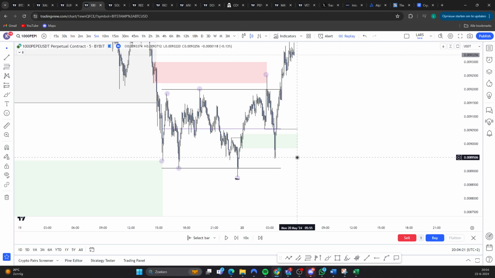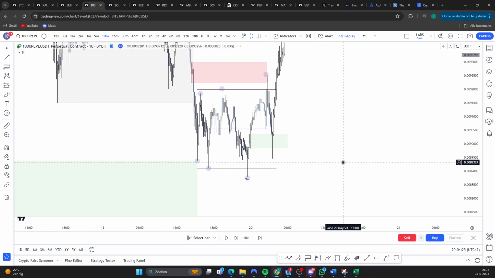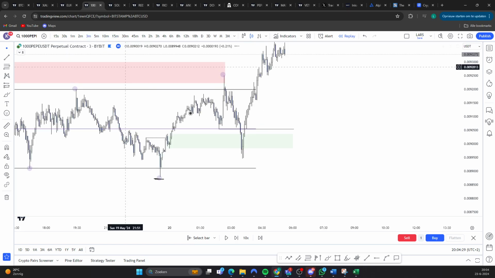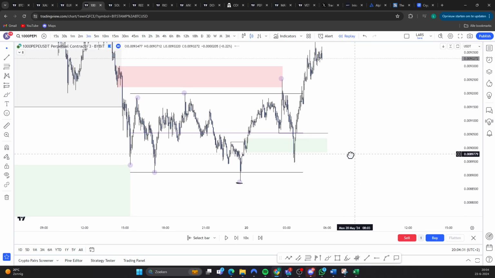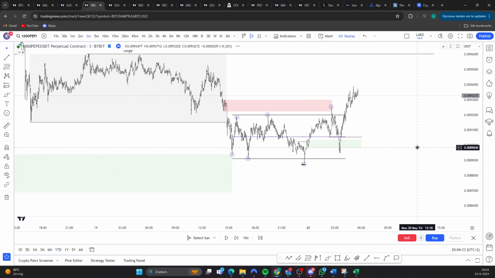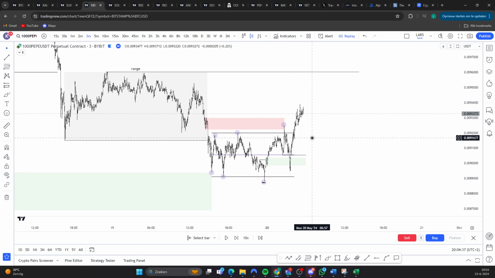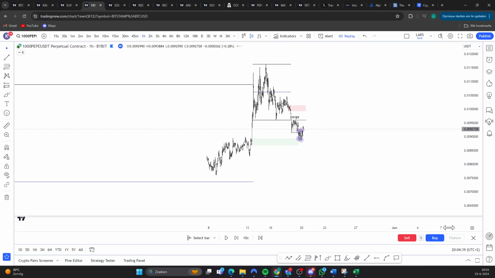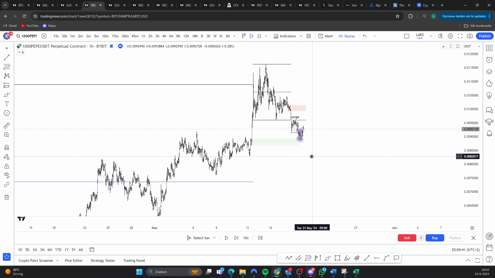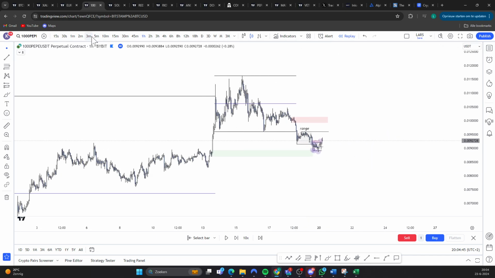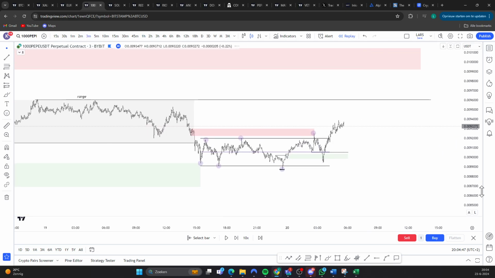Oh, I remember this. No way. I remember this, guys. No way I fell for it twice. This is the bottom. This is literally the bottom on Pepe. I remember it.